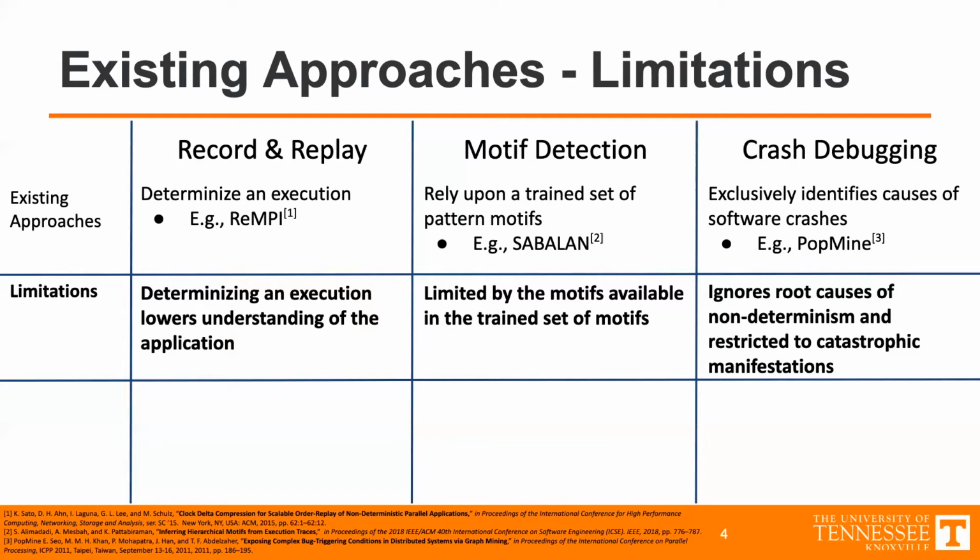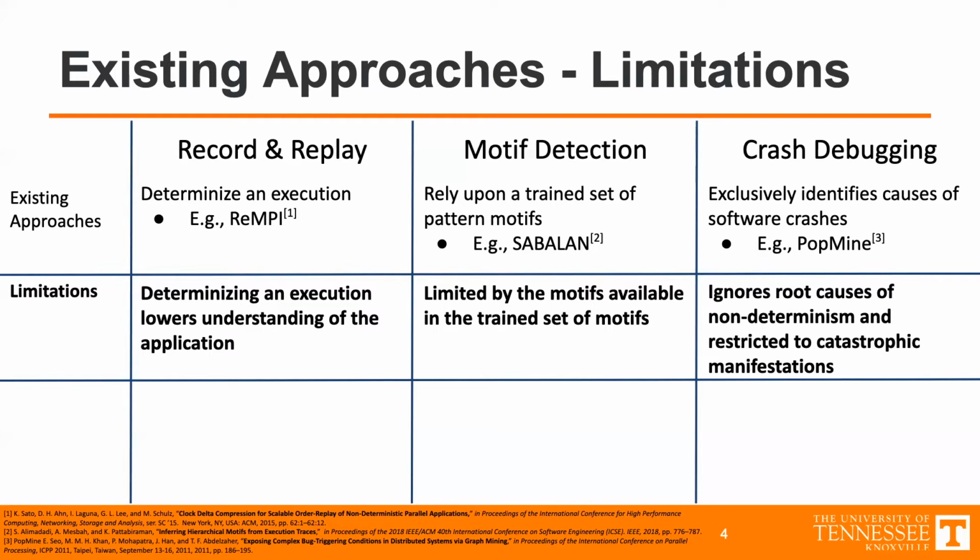In the field of motif detection, you're limited by existing knowledge. You have your trained set of motifs, and if a new bug happens outside of that, you have to spend those months the Hypre team did getting in that new motif and understanding it. And then when you're just doing crash debugging, you ignore the root cause of non-determinism, just fix the last mile, and you're restricted to catastrophic manifestations.